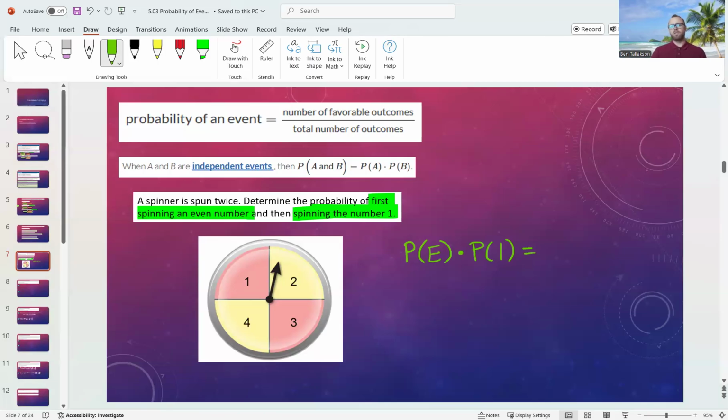Even numbers, I see 2. That's the favorable outcome out of total. There's 4 outcomes on the spinner times probability of 1. Well, there's only one 1 there, isn't there? So we simplify this to get 2/16 or 1/8.